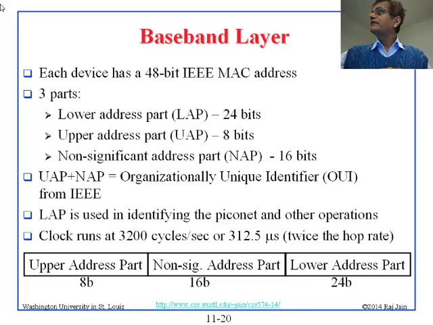All right. UAP plus NAP. Now, having said that, OUI is only 22 bits because the first 2 bits have nothing to do with the organization. The first bit tells you whether it is multicast or unicast, and the second bit tells you whether it is global or local. So the first 2 bits are not in the organization's control, but the 22 bits are.